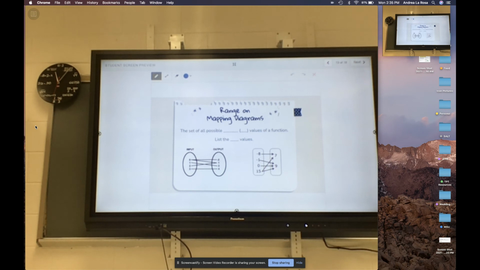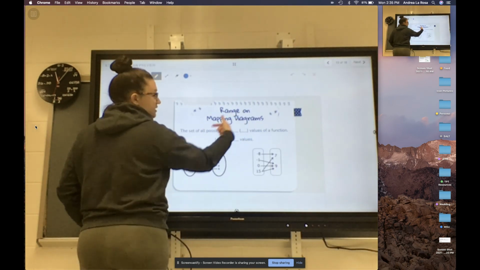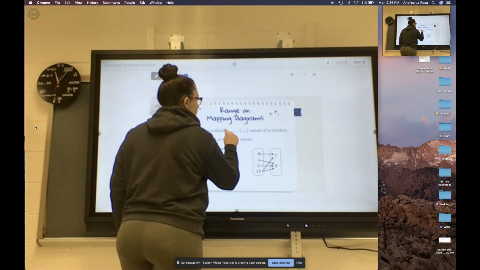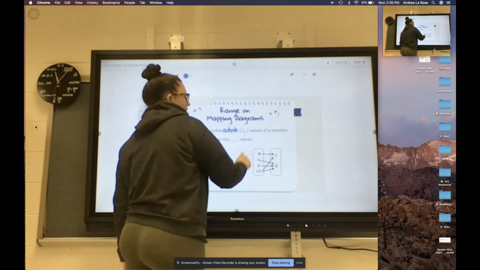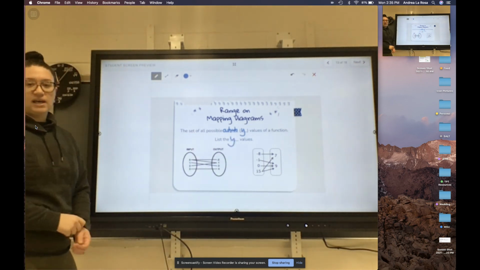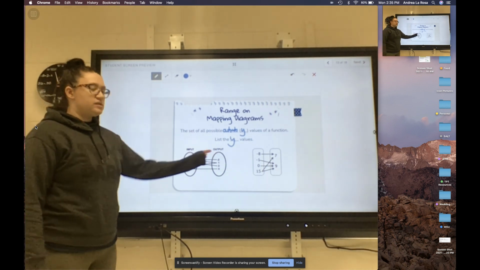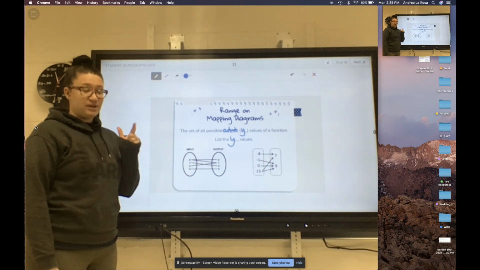And then the last one are range on mapping diagrams. See if you can fill out that top part for me. We've been doing that this whole time. Range is the set of all possible outputs. All those y values, what we need to do is list the y's. We don't care about the x's, we're just listing the y's for range. Which one of those is which? We should know this by now. We saw it with functions, now we're seeing it with domain and range.